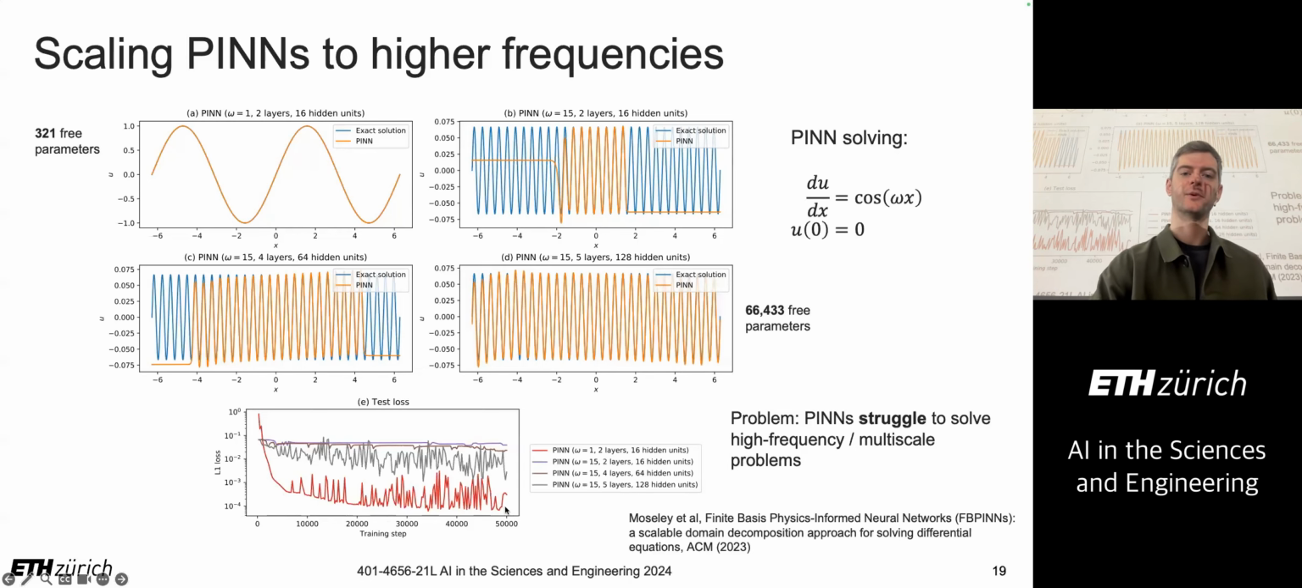But the real issue comes when I increase omega. If I go to omega equals 15, so a much higher frequency problem, the same PINN with 2 layers and 16 hidden units here on the top right really struggles to fit the solution. In fact, it only fits maybe 6 or 7 of the cycles. So why don't you think that it can fit any more cycles in this case?